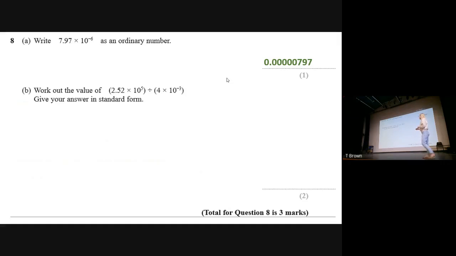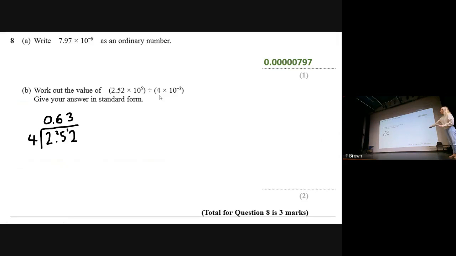So all I'm going to do to answer this question, I really don't want to do 252,000 divided by 0.004. Okay, I'm not very good at dividing by decimals when it comes to really big numbers. What I'm actually going to do is I'm just going to do 2.52 divided by 4 to get the digits. Okay, so we're going to bus stop method that.